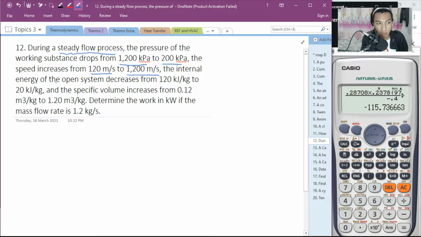The internal energy of the open system — he said open system, that is, you have flow — decreases from 120 kilojoule per kilogram to 20 kilojoule per kilogram. And the specific volume increases, this is 1 and this is 2. Determine the work in kilowatts if the mass flow rate is 1.2 kilograms per second.